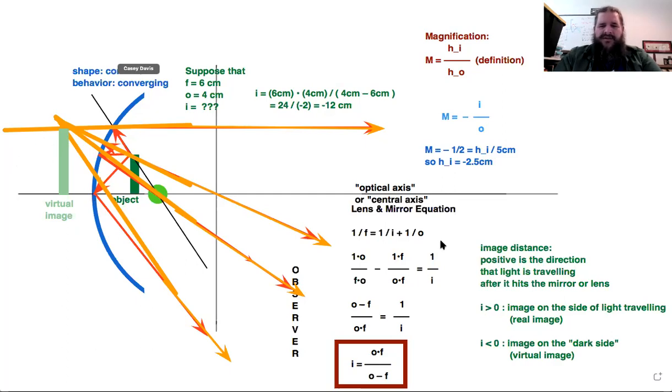So that's a virtual image, a negative value for I, signifying that it's on the opposite side from the direction light is traveling. And we could also find the magnification factor. If we take the image distance divided by the object distance, 12 over 4 is 3. So that means the image is 3 times as tall as the object. And the negatives cancel out, making it positive, meaning the final image is right side up. So that's an upright virtual image, 3 times as large as the object, 12 centimeters behind the mirror. Any other questions on that?